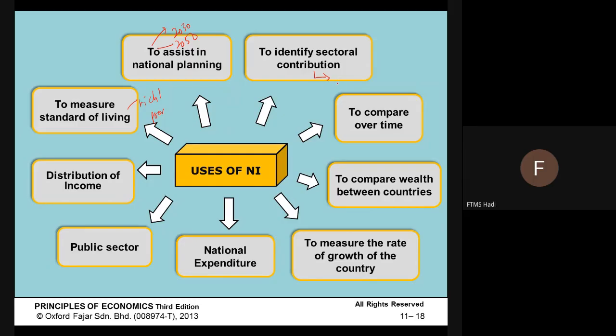Some of the countries also have better national income because of the food sector. For example, Thailand has better production. The next one is to compare over time. They can compare 2019, then 2020, then 2021, year by year, to see which year they perform best. And to compare wealth between countries, they can compare the national income of, let's say, Malaysia to Indonesia, to Thailand, to the UK, so they can make a comparison to make an analysis.